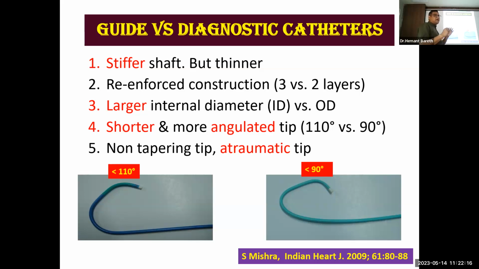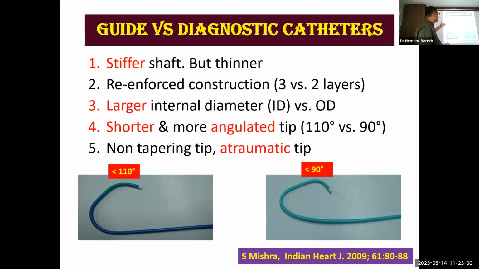The other difference is that the diagnostic catheter is made of only 2 layers. There is one strengthening layer, and the other is the outer layer. But the guide catheter is made of 3 layers. Why would anybody want to answer why guide catheters are made of 3 layers? Any guesses? Support, yes, support, of course. So you need a support. So why do you need 3 layers? That is the question, and we'll come to that. Why do you need 3 layers in a guiding catheter versus a diagnostic catheter, where you need only 2 layers? We'll come to that.